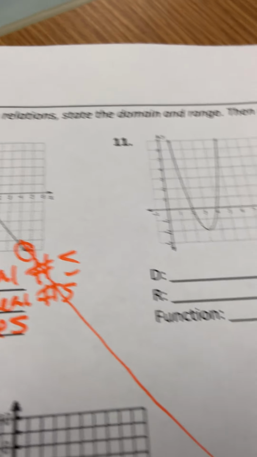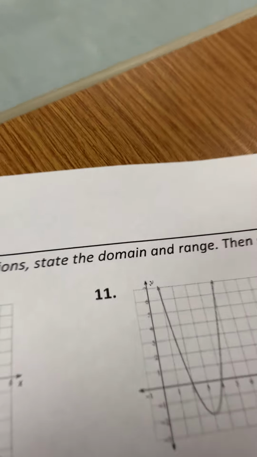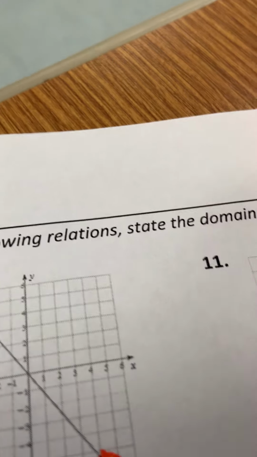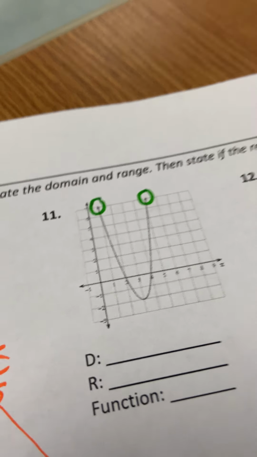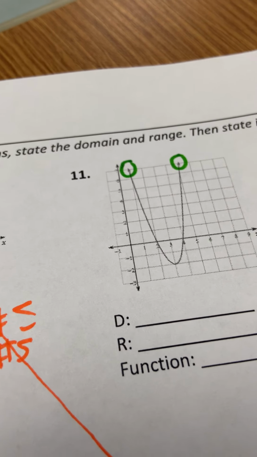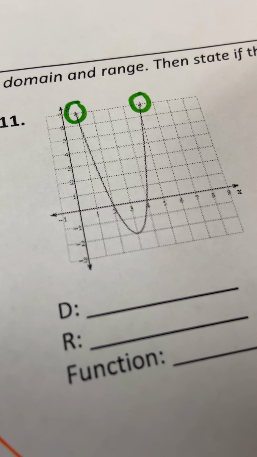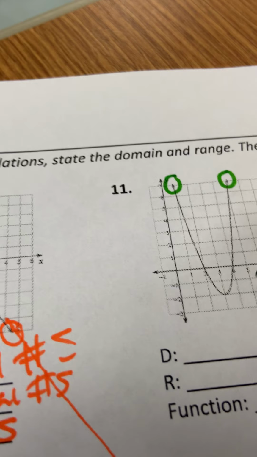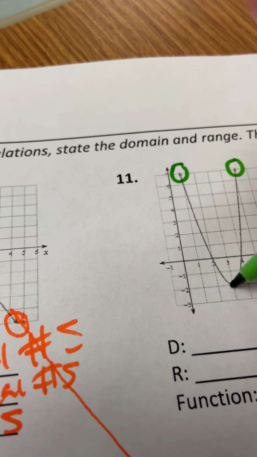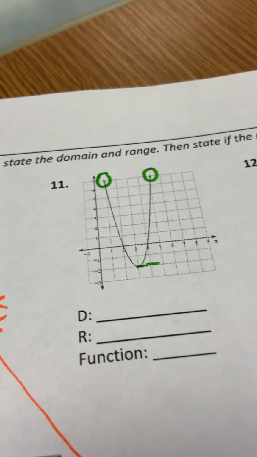So now I'm going to go over to this one. If you notice, again, we do have some arrows right here. Like I said, arrows are an indicator that it goes on and on forever. But something that's different with this graph as opposed to this one is there's a stopping point right here. I'm going to explain the domain first.